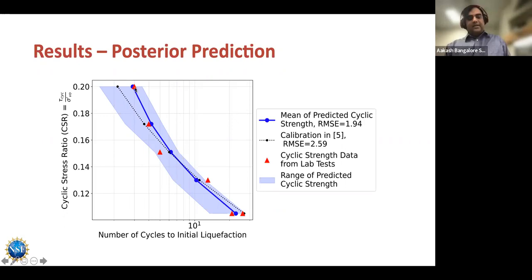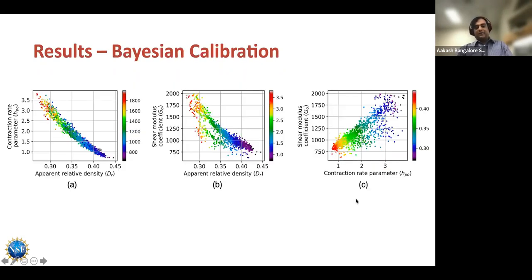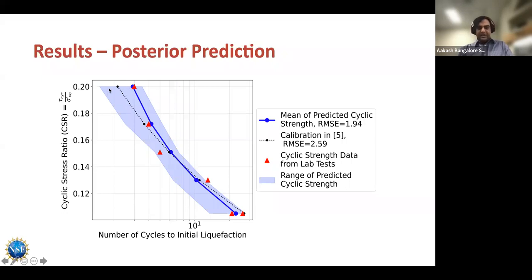Now in this figure, I'm showing the resulting prediction of the cyclic strength curve. These red triangles are the data points from the experiment. And this blue patch is the range of all the predictions of the cyclic strength that we obtained from the posterior sample values of the parameters. Each of those sample values produces a particular cyclic strength curve. And the range of the predictions from the posterior more or less covers the range of scatter in the data that we observe here.